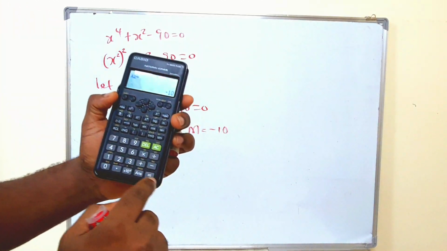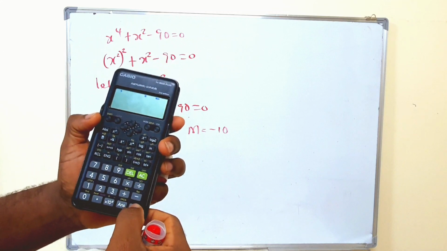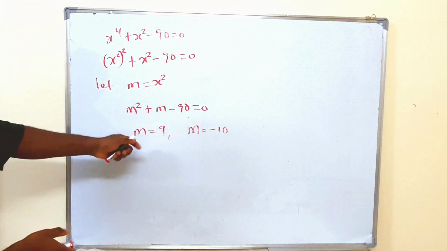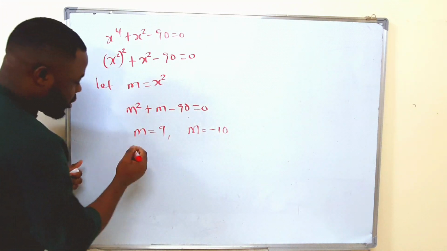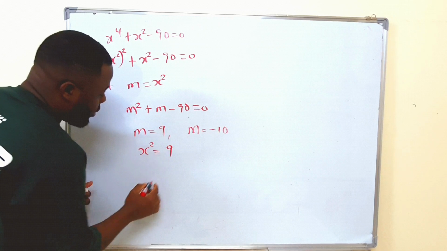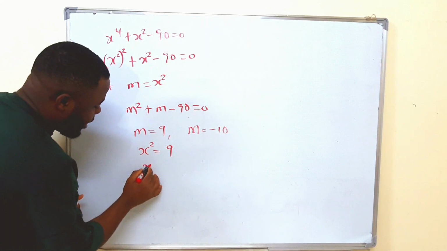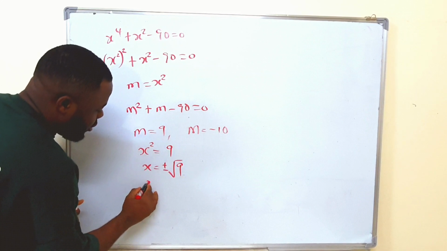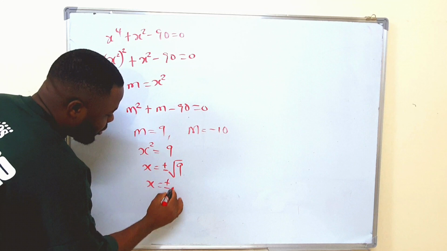But what your calculator will give you is x1 and x2, that is, x1, x2, and so on. So those are x1 and x2. Then you remember that m is x squared. So you say x squared equals 9. You take the square root of both sides. You have x equals plus or minus the square root of 9. So x will now be plus or minus 3.